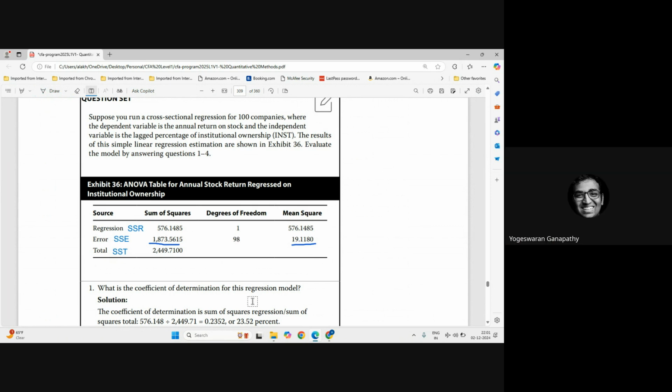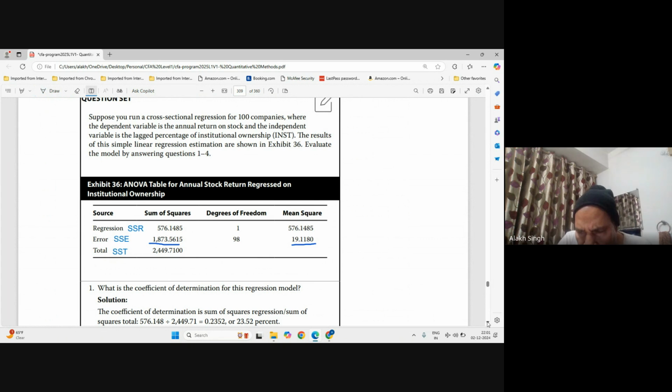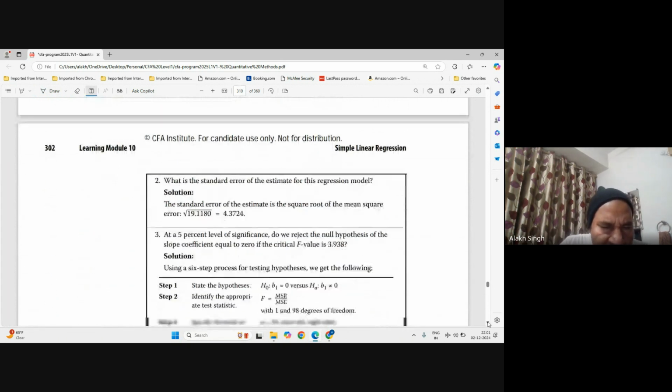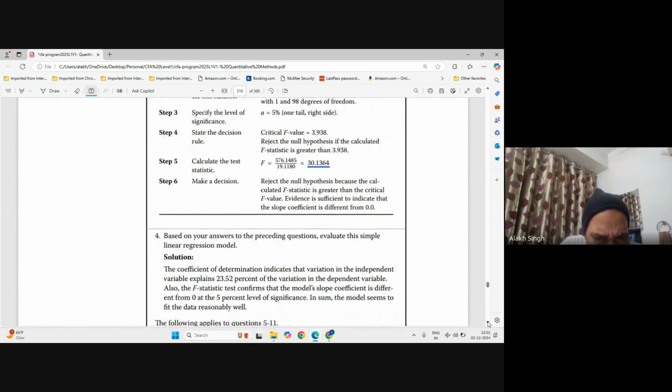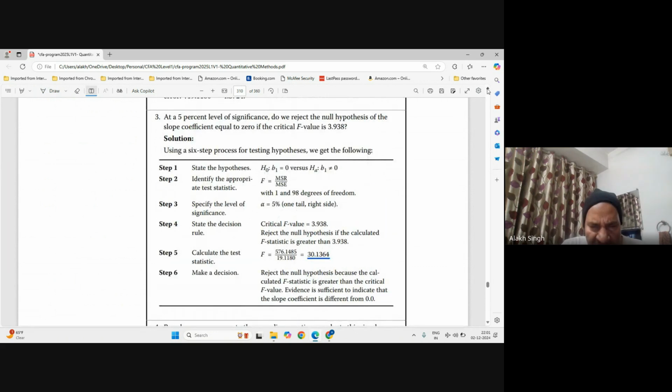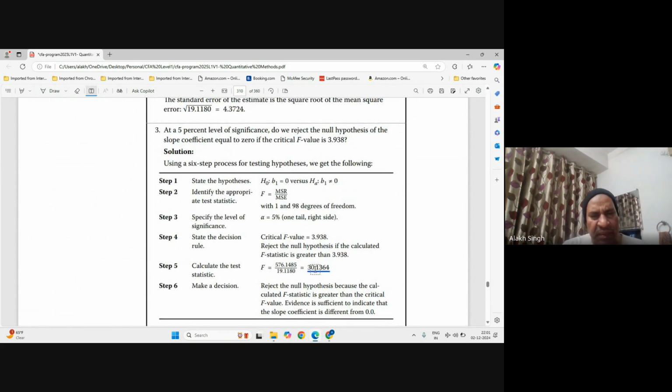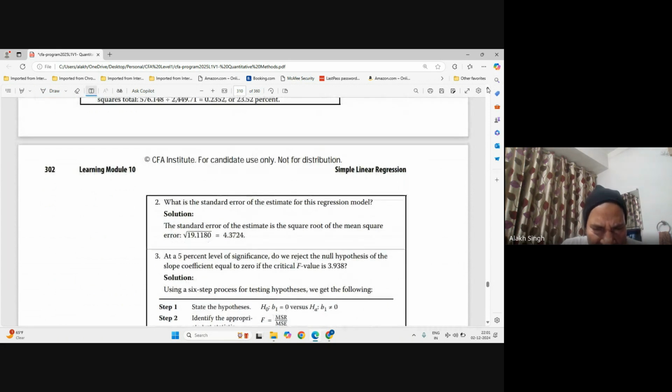Okay. So we go to that. At 5%, we reject the null hypothesis. Now, evaluate the simple linear regression. So what is your result? Is it a good fit? F is significant, so good fit. How much is R square? R square is not very good. R square is how much?